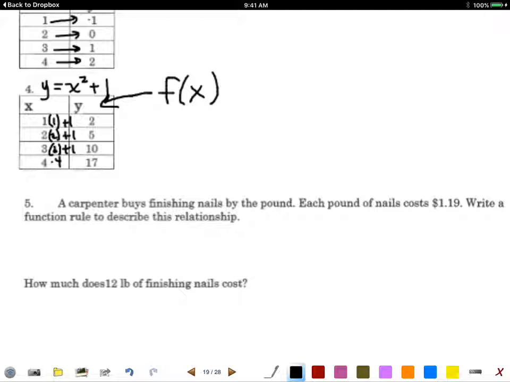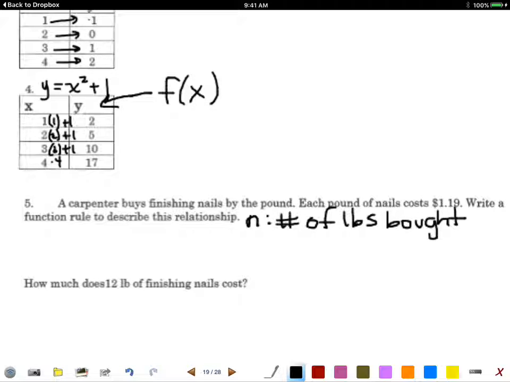Let's let n represent the number of pounds that we're going to buy. I would write that down. That's part of your answer. It's called defining your variables, telling what your variable means. N is going to be the number of pounds bought.